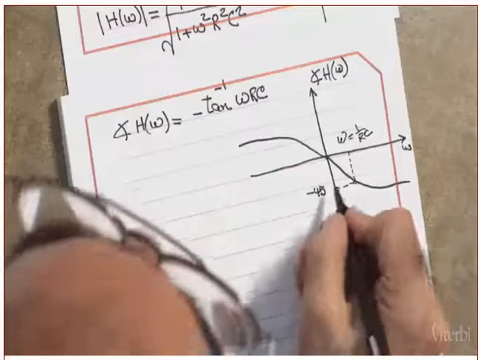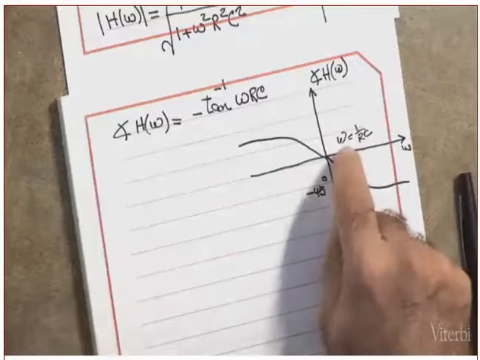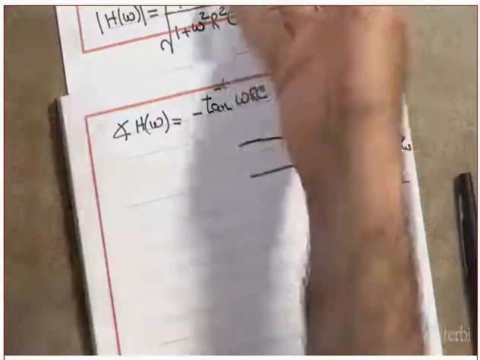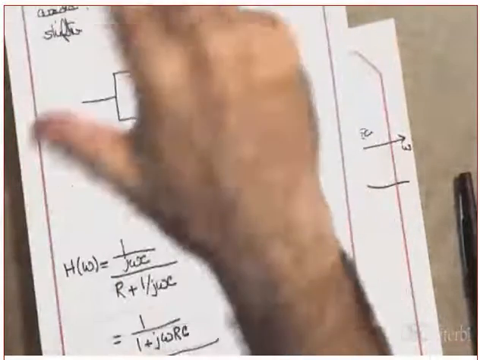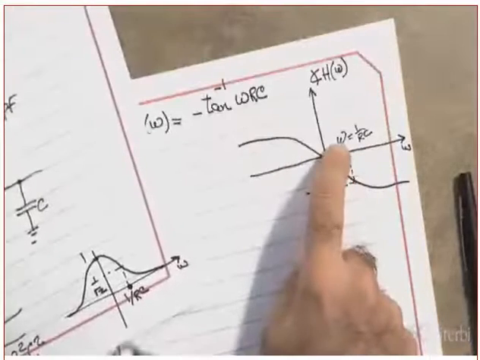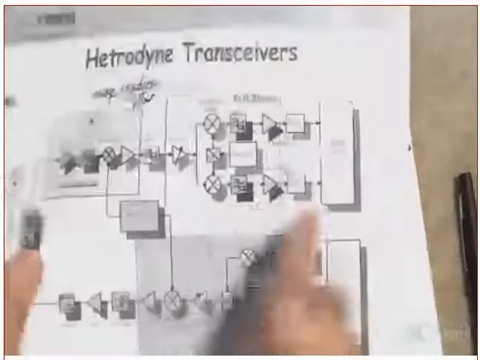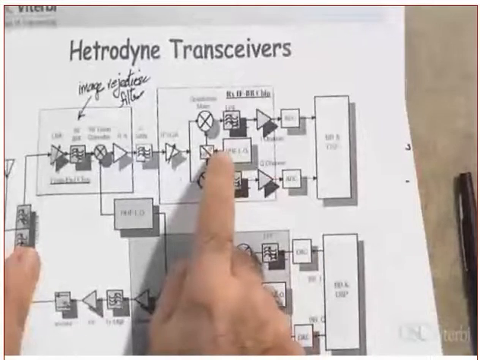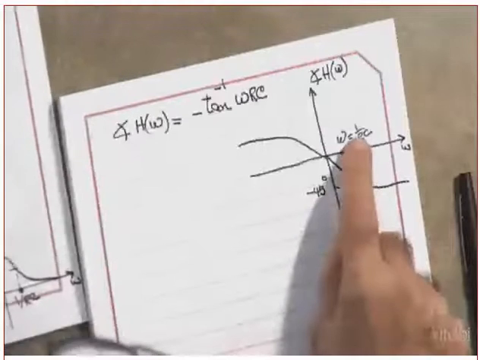Yes? Question: can I choose this omega? Remember, when you use this circuit, what is the unknown? The R and the C. Can I use this omega as omega naught, which is the desired frequency? This one. Yes or no? I choose it to be 1 over RC.